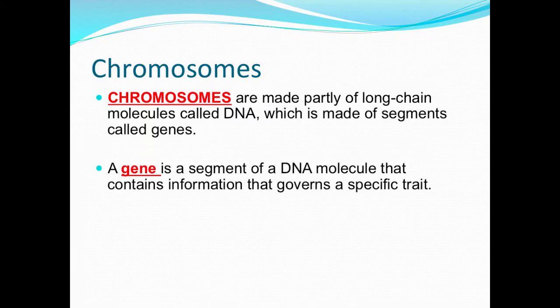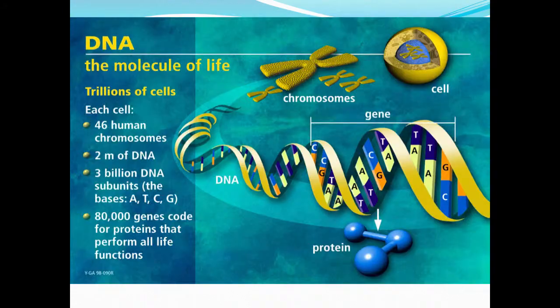A gene is a segment of the DNA molecule that contains information that governs a specific trait. So think of a computer programmer, how they will type in a series of algorithms to make a program. Well, your chromosomes are the long chains, the program of algorithms that they're typing in to create the game, which would be the trait.